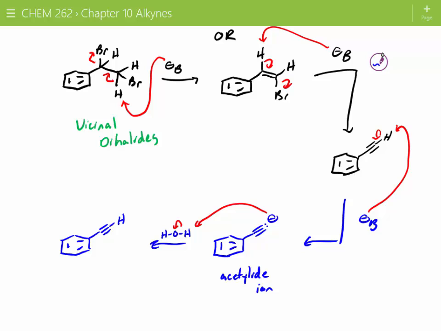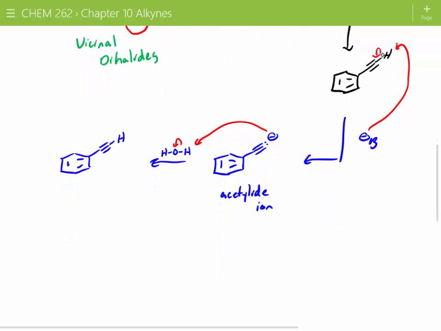So why are acetylenes so acidic? Because of the hybridization, right? An sp hybridized bond is much, much more acidic than an sp3 hybridized bond. The pKa of an acetylene is typically about 25. The pKa of an sp3 hybridized bond is typically about 50. So we're talking about 25 orders of magnitude difference in acidity between an alkane and an alkyne.